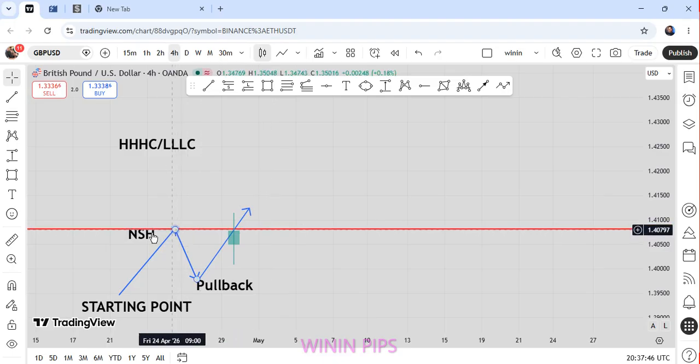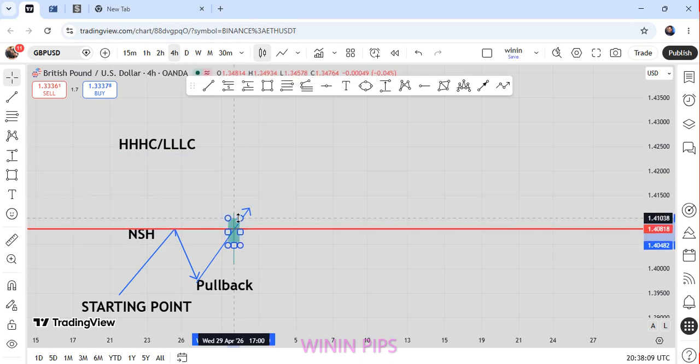Okay, so this is the new structure high, the high here before the market pulled back. Though the wick penetrated, the principle is that the full body candle should close above. That is what you call the higher close. So meaning it should be something like this or that.